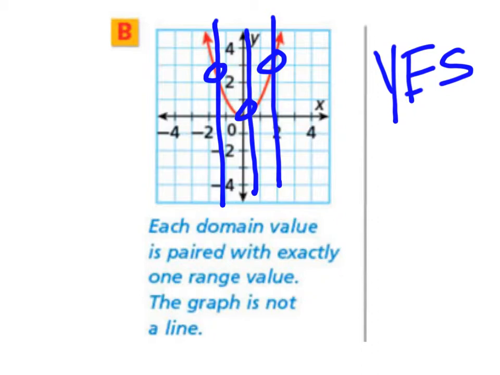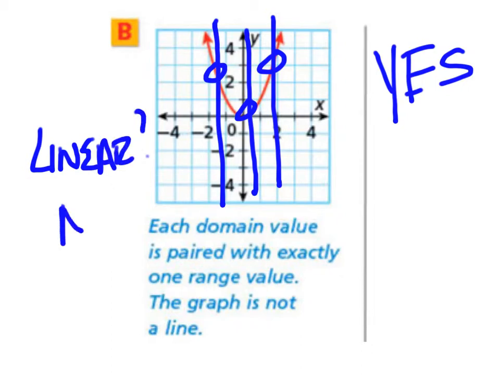However, is it linear? Yes or no? Does this form a straight line? No, it does not. So if the question is, is it linear? The answer is no, it does not form a straight line. Here's C.